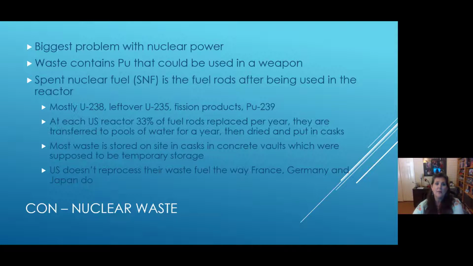At each U.S. reactor, about 33% of the fuel rods are replaced per year. They are transferred to pools of water for a year, then dried and put in these concrete casks that you just saw a picture of. Most waste is stored on site in these concrete casks, and they're supposed to be temporary storage.